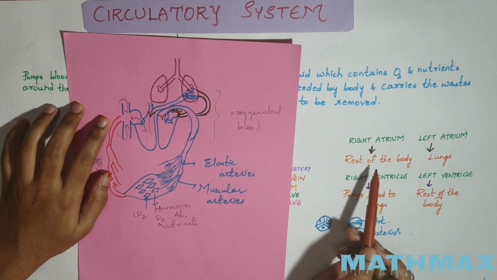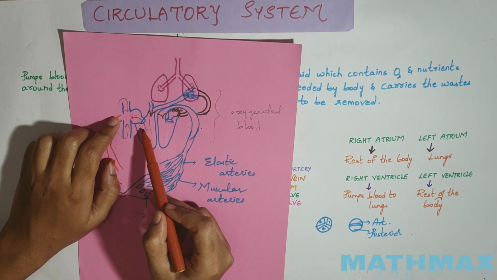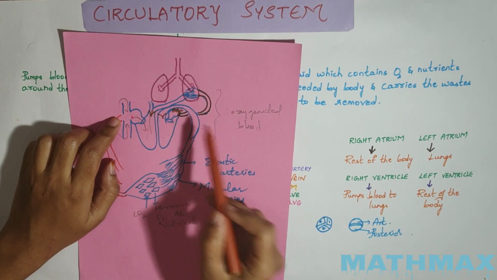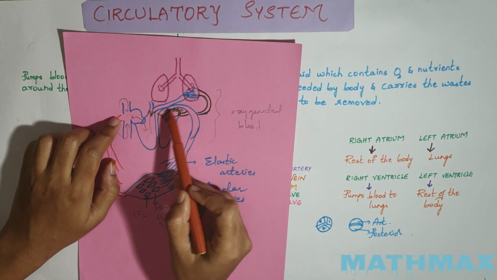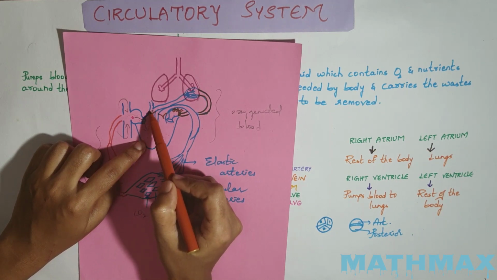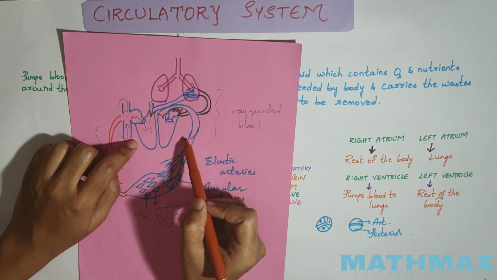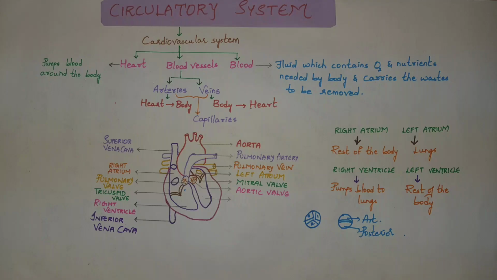As I have written here, the right atrium receives blood from rest of the body parts and the left atrium receives blood from lungs. This right ventricle pumps blood to the lungs, left ventricle pumps blood to rest of the body. Hope you all are clear with the concept of circulatory system.